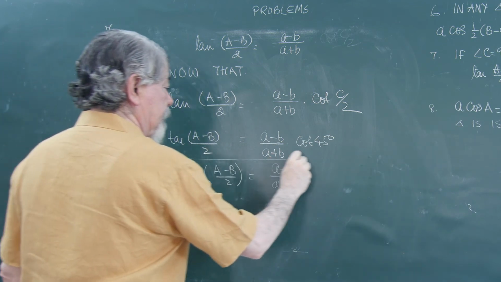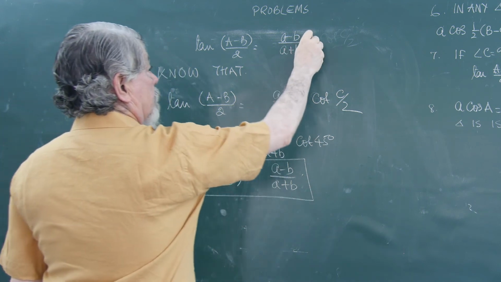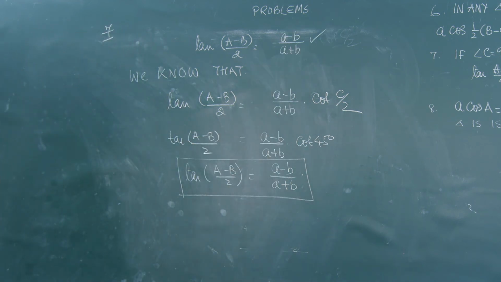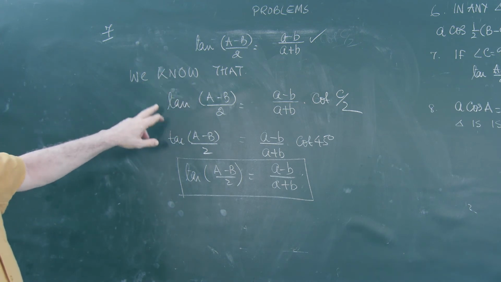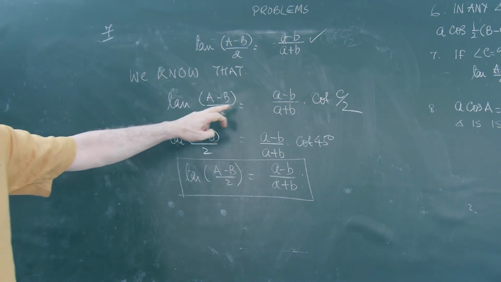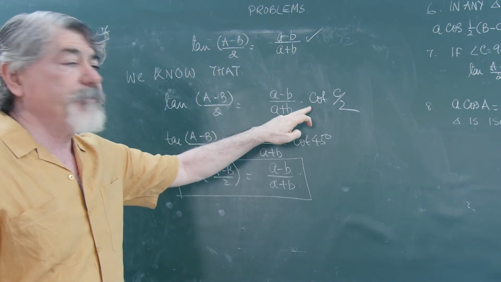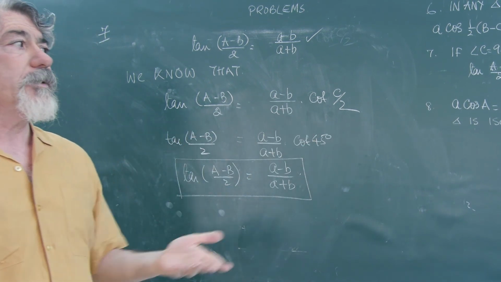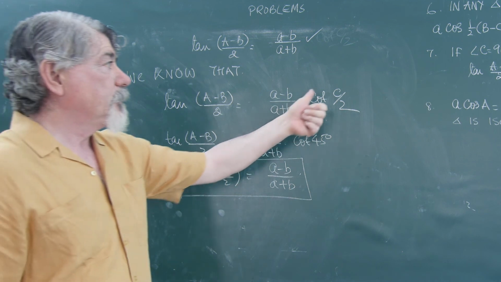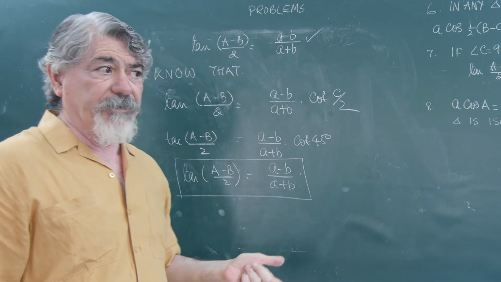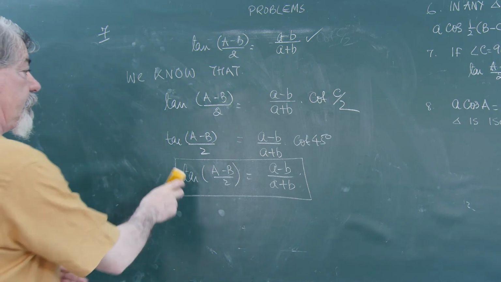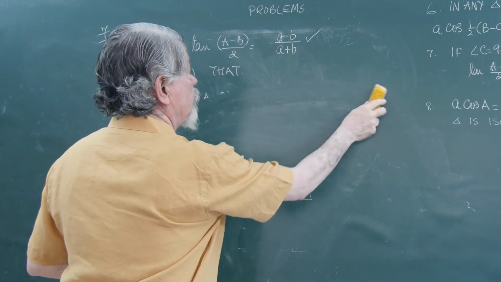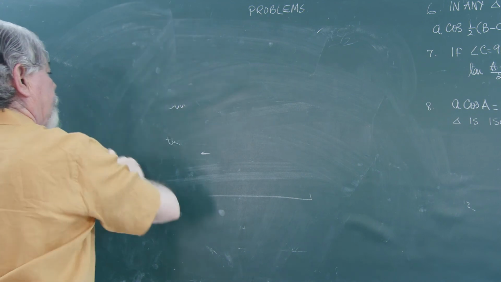So we get this, which we have to prove. What we did was we applied the tangent law: tan (A minus B) upon 2 is (a minus b) upon (a plus b) into cot C by 2. The value of C is given as 90, so half of 90 will be 45, and cot 45 is 1. Okay, let's do question number 8.